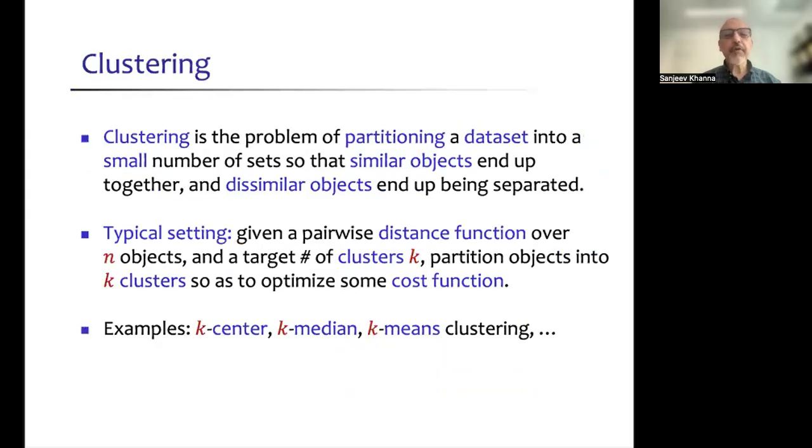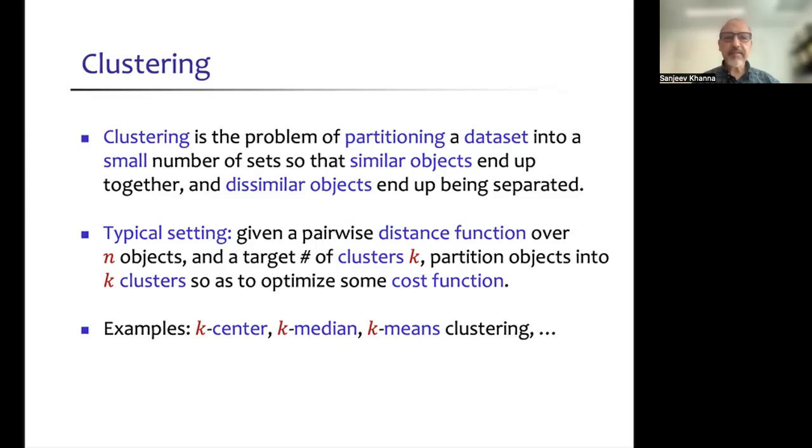So as we know, the broad goal in clustering is to partition a data set into a small number of sets called clusters based on pairwise similarity information between these objects. A typical setup is that we are given a collection of n objects, a pairwise distance function defined over them, and a target number of clusters k. The goal is to partition these objects into k clusters so as to optimize the given objective function.